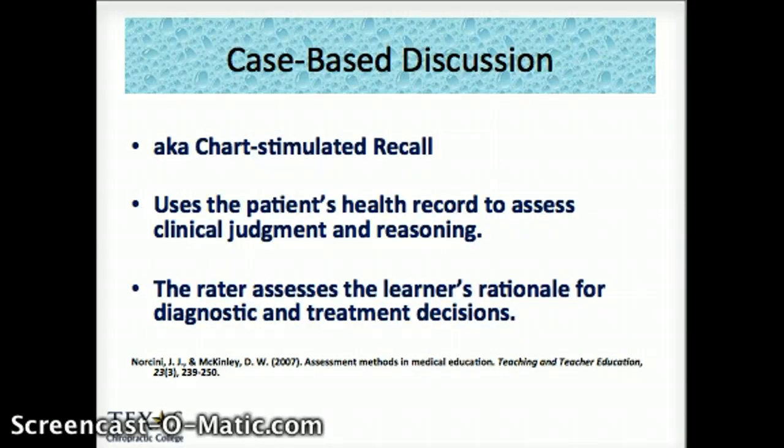Another form of performance assessment or workplace-based assessment, in this case the teaching clinic, is referred to as case-based discussion, also referred to as chart-stimulated recall. It uses the patient health record to assess clinical judgment and clinical reasoning. The rater assesses the learner's rationale for diagnostic and treatment decisions.